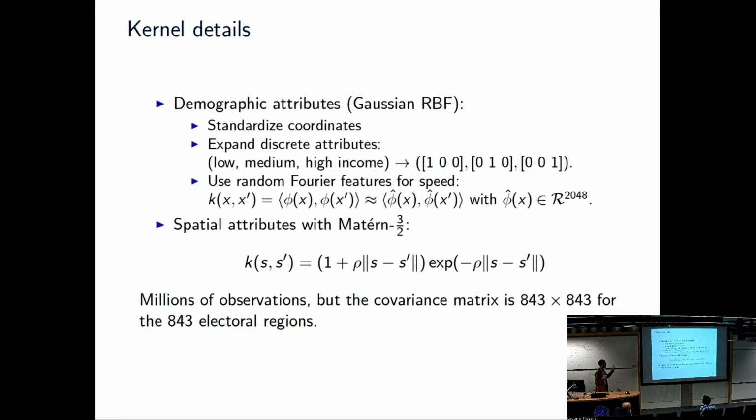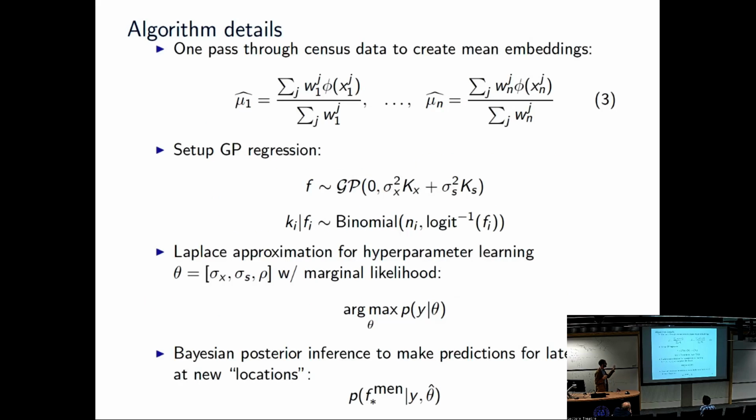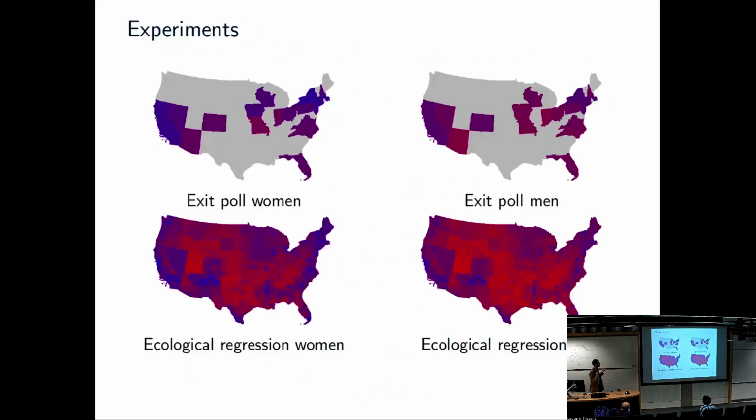I don't think you care about the kernel details or the algorithmic details. You do have to go through all of the data once, which is costly because there's 10 million rows, but that's it. You don't have to keep running with those 10 million rows because it compresses it down to 800. And here are the results.